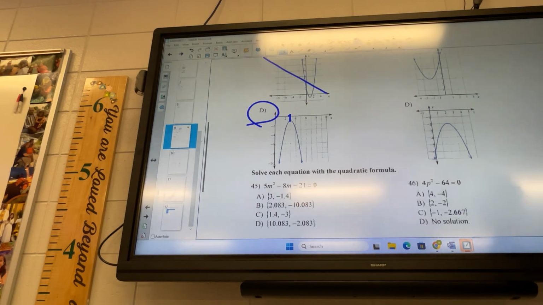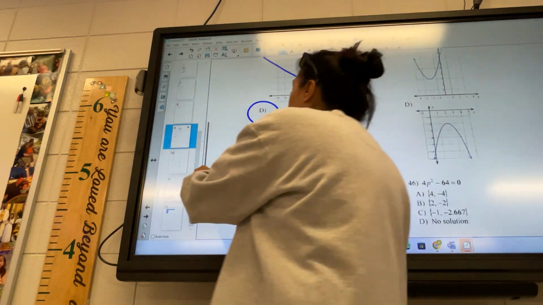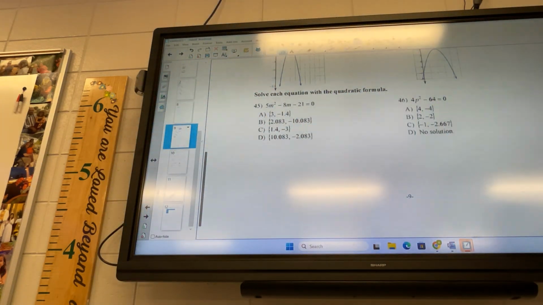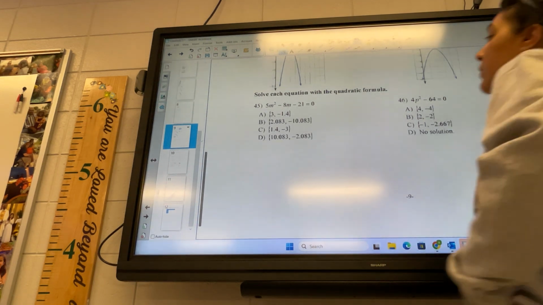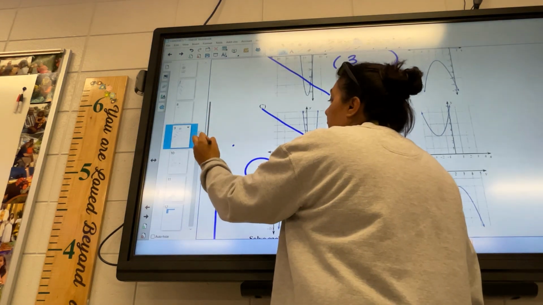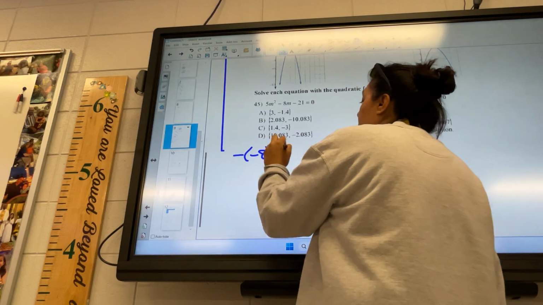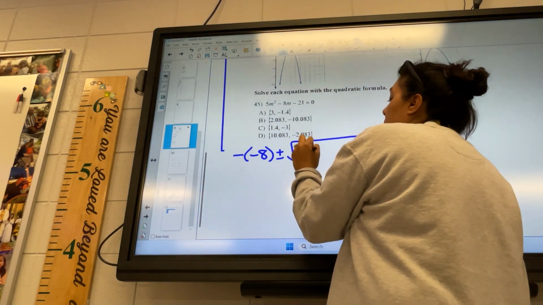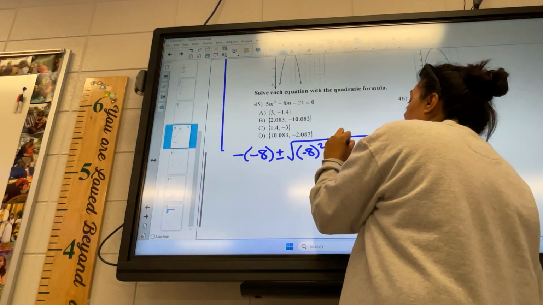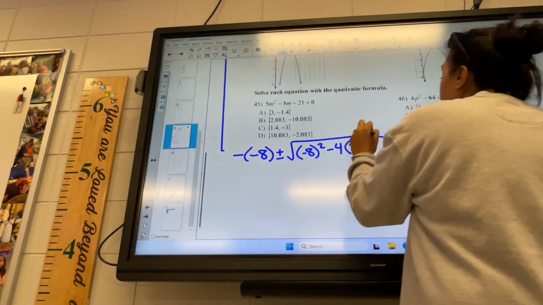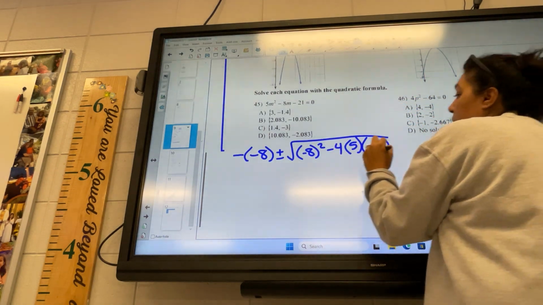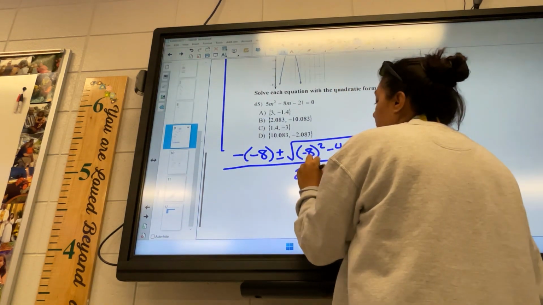Okay, solve each equation with the quadratic formula. There's no good way to do it other than to do it. If you have no idea or you're running out of time, this would be one that I would skip, just because they're kind of lengthy. So we've got negative B, -8, plus or minus the square root of B squared minus 4 times A times C, all over 2A.